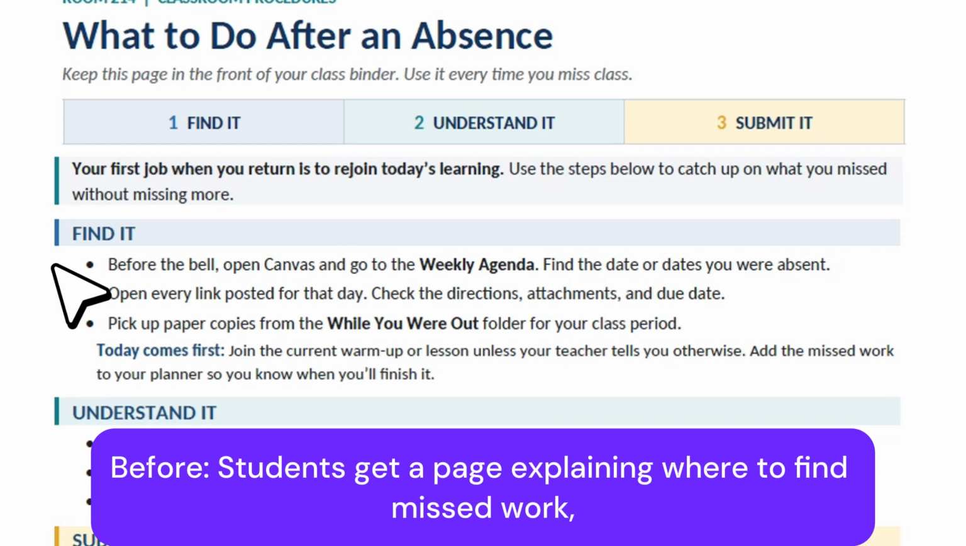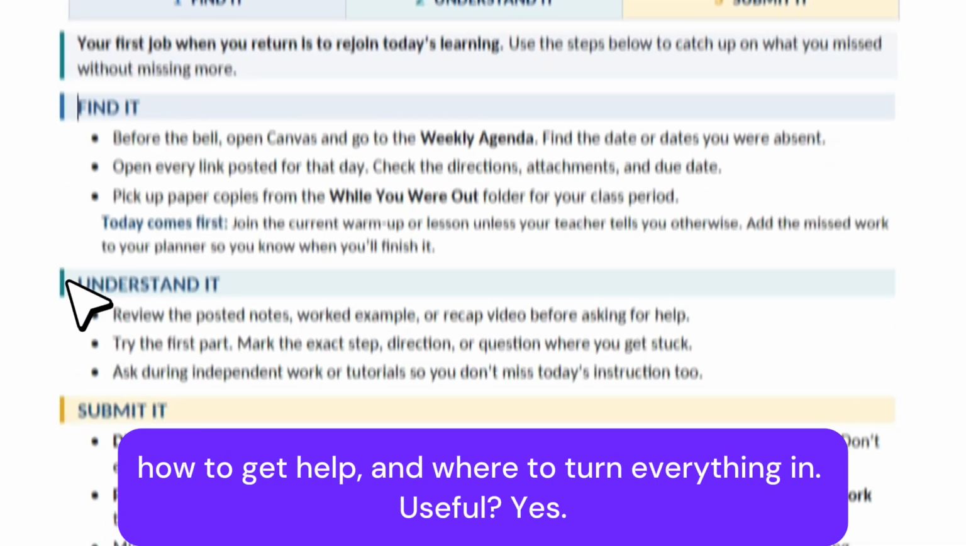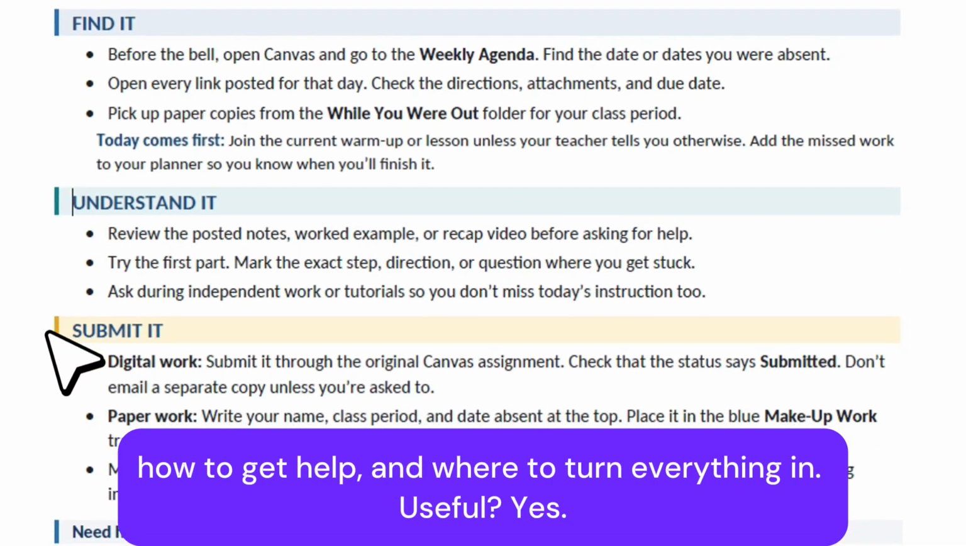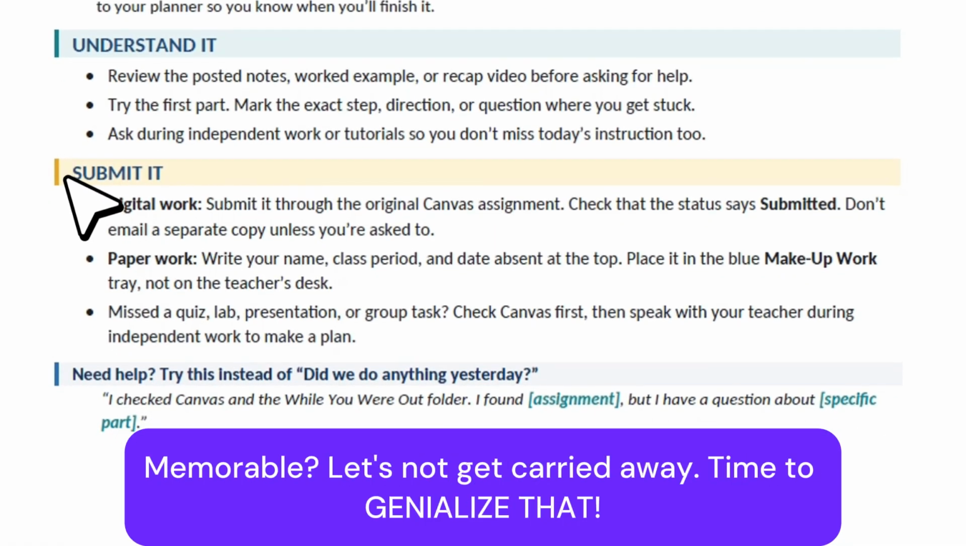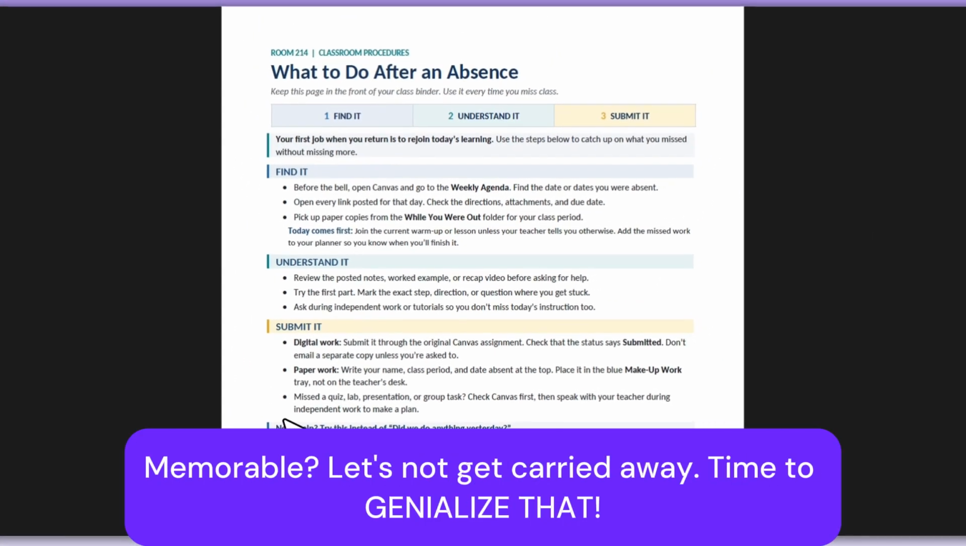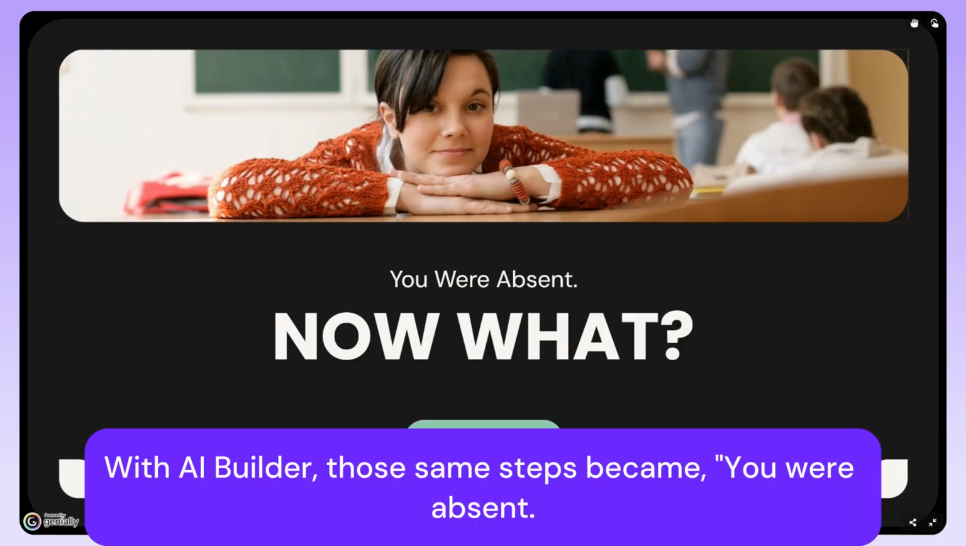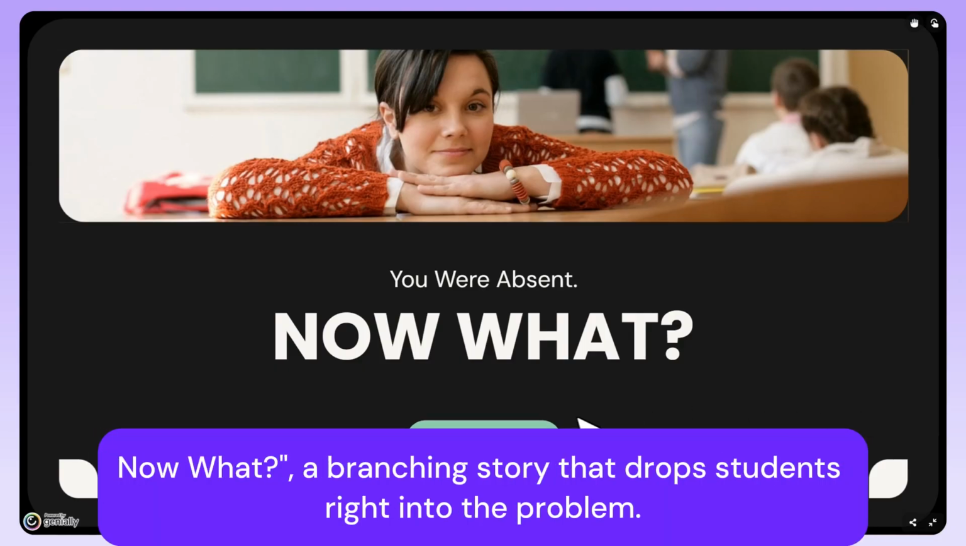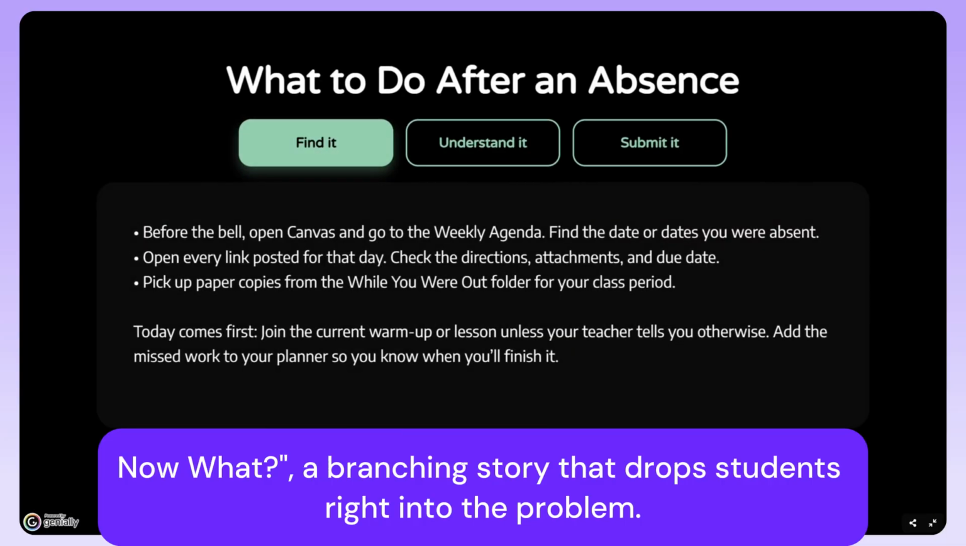Before, students get a page explaining where to find missed work, how to get help, and where to turn everything in. Useful? Yes. Memorable? Let's not get carried away. Time to genialize that. With AI Builder, those same steps became, you were absent, now what? A branching story that drops students right into the problem.